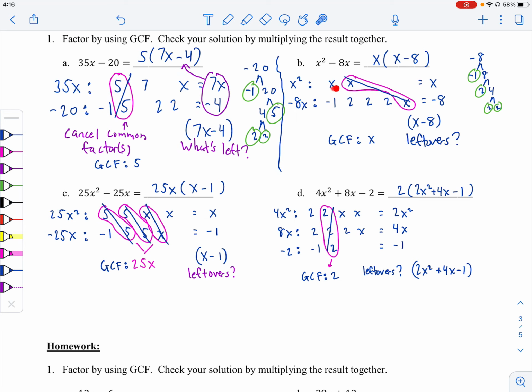Same way here, factor out all our factors. What's common? That's our GCF. What's left over? Leftovers is what we put in the parentheses. Again, what's common is our GCF, so 5 times 5 is 25, 1x. The leftovers is what we put in the parentheses. This one we have 3 terms. We have to find a factor that's common between all 3 terms, and that's our GCF, 2. Leftovers here go in the parentheses.